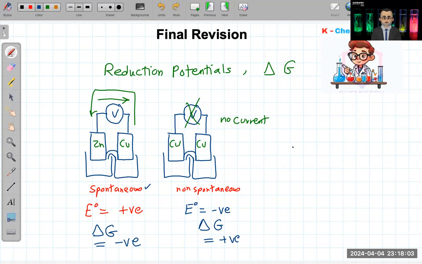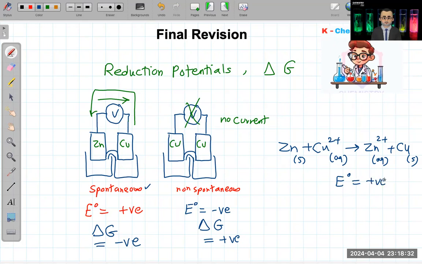So if you try to make a reaction between zinc and copper ions, what will happen is that the zinc will be oxidized and the copper is reduced. The zinc changes from solid into aqueous, losing electrons, and the copper changes from aqueous to solid by gaining electrons. And this reaction has an E node which is positive. So this means that the reaction is going to happen and there will be a current. So the delta G must be negative.